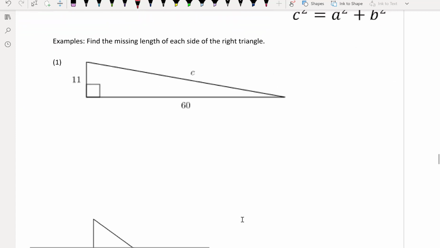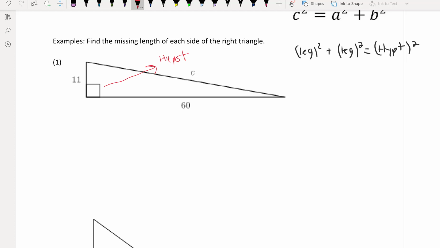For example, it says find the missing length of each side of the right triangle. And we know it's the right triangle because we have a square there. So I know that I have my leg squared plus my leg squared is equal to my hypotenuse squared. The hypotenuse will always be directly across from that little square.